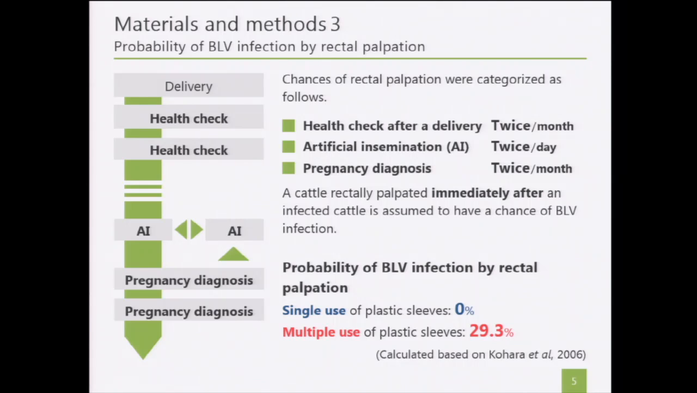Health checks were conducted twice a month, artificial insemination twice a month, and pregnancy diagnosis twice a month. Rectal palpation was conducted only when there were cows in each group. Cattle rectally palpated immediately after an infected cattle are assumed to have a chance of BLV infection. The probability of BLV infection by rectal palpation was set to be 0% if a farmer used single-use plastic sleeves, 90% for no sleeve change, and almost 30% for multiple use of plastic sleeves.